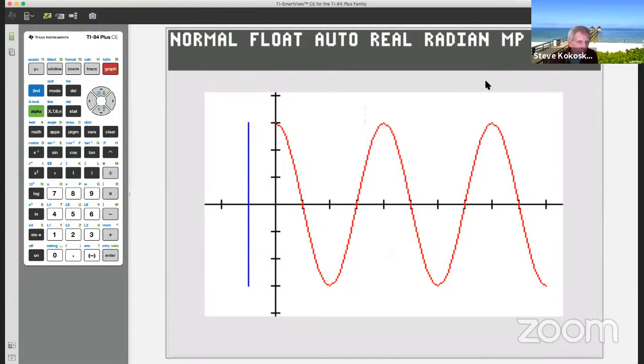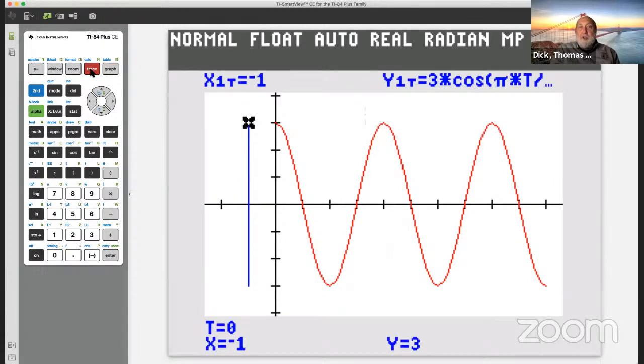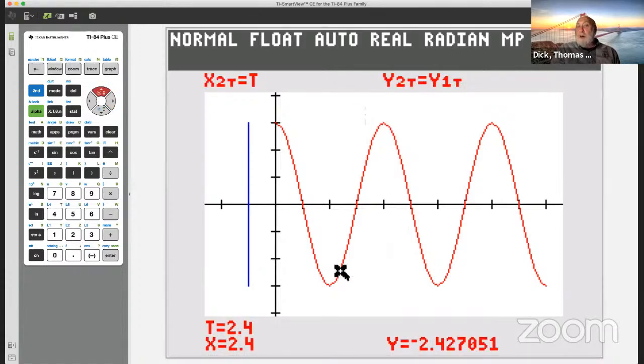John, before you leave this page, is it instructive to just quickly show the trace feature here? Absolutely. As we trace, as I use the right arrow, it's actually moving time forward. I had the T-step set at 0.2, so it's incrementing time by 0.2 seconds or minutes, whatever my time unit is. And if I switch graphs, it's giving me that corresponding point on the actual graph of the position as a function of time.